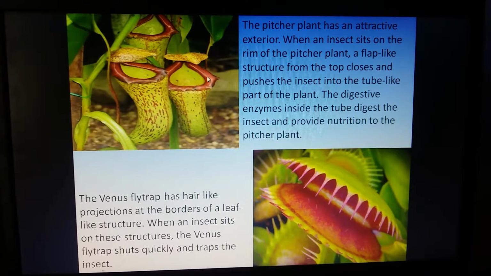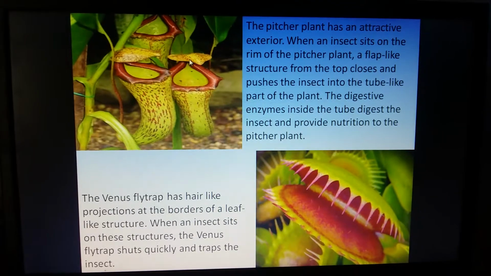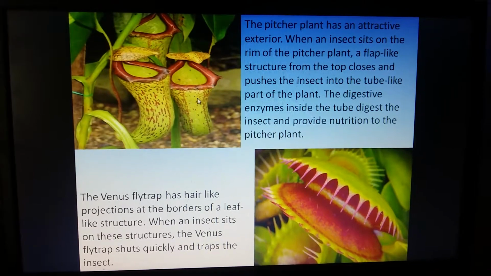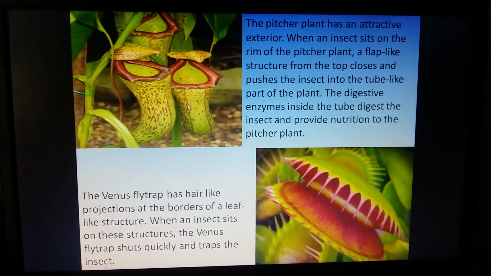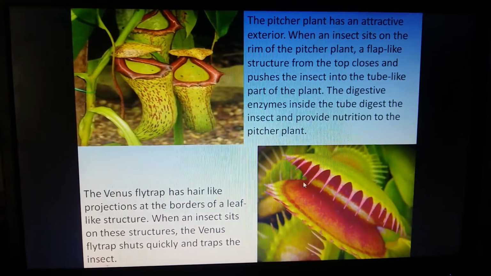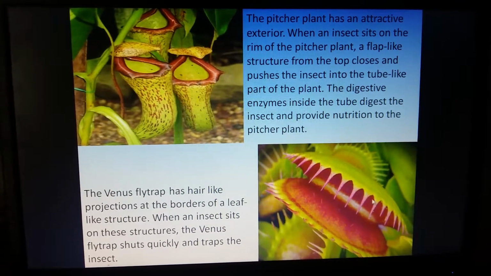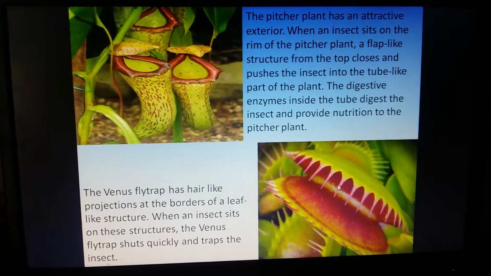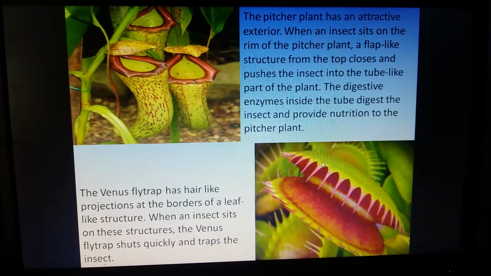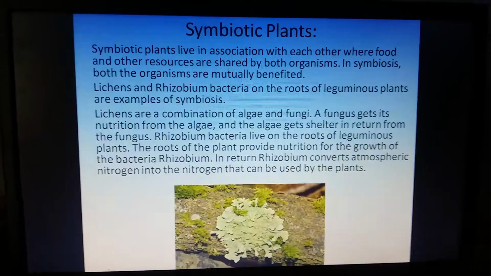Whenever an insect sits on the rim, the top flap closes, and it pushes the insect within this tube, and this tube is full of digestive enzymes, so the insect gets digested here. Another example is the Venus flytrap. It has projections at the border of the leaf. This is the leaf-like structure, and it has hair-like projections. Whenever an insect sits here, this flap shuts quickly and traps the insect and then digests it with the help of digestive enzymes.